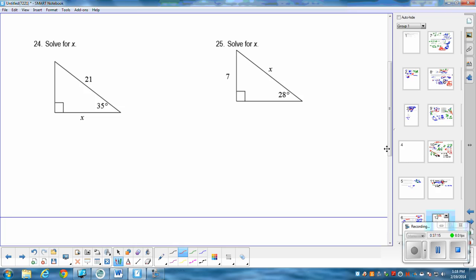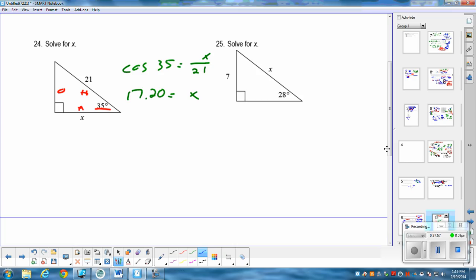Here we are given the 35-degree angle. That's our opposite, that's our adjacent, and that's our hypotenuse. Knowing that we have our hypotenuse and wanting our adjacent, this time we have to use cosine. Cosine of 35 degrees equals x over 21. Multiply both sides by 21. And you have 17.20 with no unit because no unit was given to you.